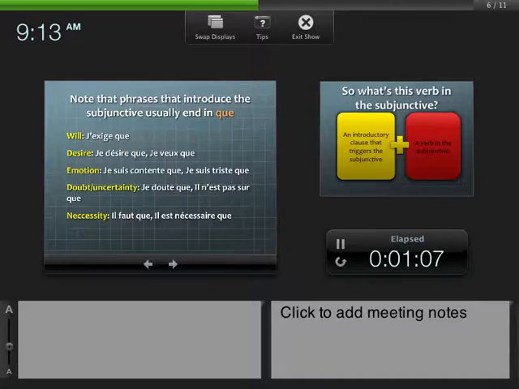Note that phrases that introduce the subjunctive usually end in que. For example, j'exige que, je désire que, je veux que. Je suis contente que, je suis triste que. Je doute que. Il n'est pas sûr que. Il faut que. Il est nécessaire que.